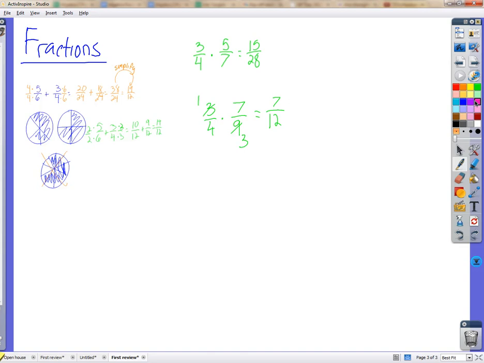So we can add them, we can subtract them, we can multiply them, and what's left? Divide. Divide them. Okay, so let's say we take 3/4 divided by 5/7. Okay? And this is important. Make sure you know where that is.